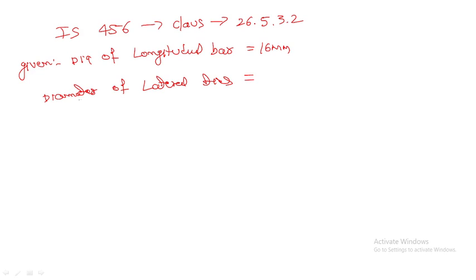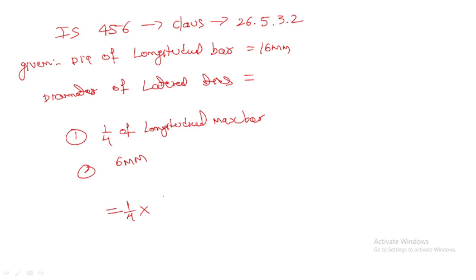Now we have some values for this one, right. Let me write the first one. Lateral ties should be 1/4 of the longitudinal maximum bar, or 6 mm. Now, using this formula, we calculate 1/4 of the maximum diameter, which is given as 16, right. 16 divided by 4 equals 4 mm. And another value is 6 mm.